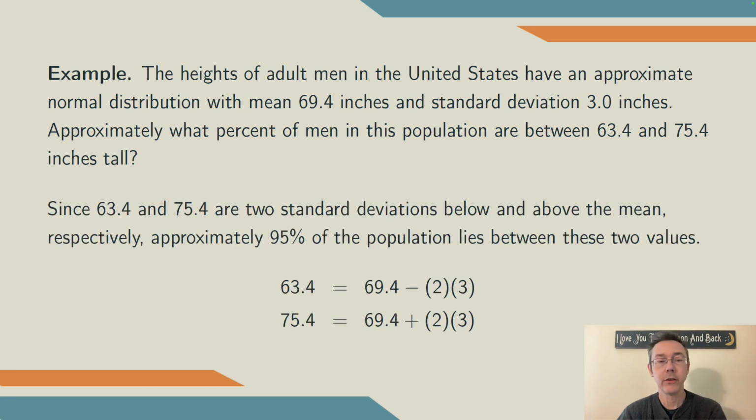So the key observation here is that those two numbers are two standard deviations below and above the mean, respectively. And so about 95% of the population has to lie between these two values. At the bottom of this screen, you can see the specifics of that calculation.